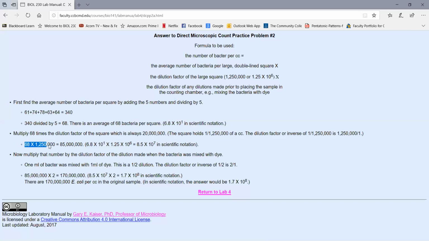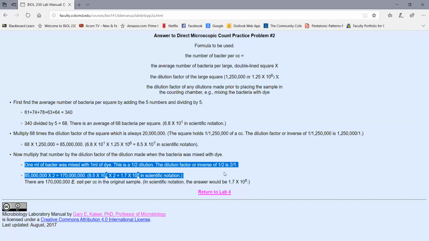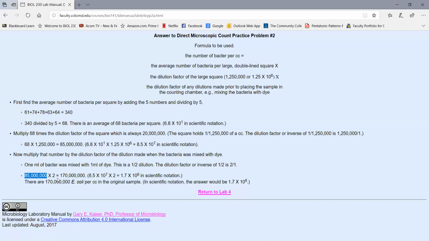by the standard dilution factor of the square, which is always 1,250,000. And then finally, we multiply that by the dilution factor of any dilutions we made, such as mixing with dye, before we put it on the slide. Since in this case we mixed 1 ml of bacteria with 1 ml of dye, that's a 1:2 dilution. We have 2 mLs in the tube, 1 is bacteria, and the inverse of that is 2. So 85 million from step 2 times 2 gives us a final answer of 170 million bacteria per cc.